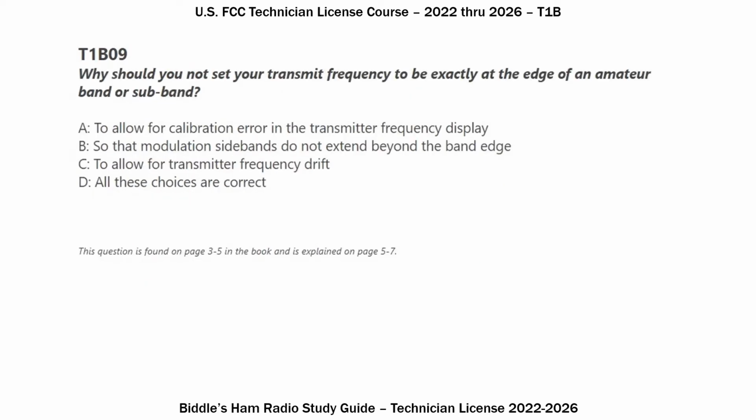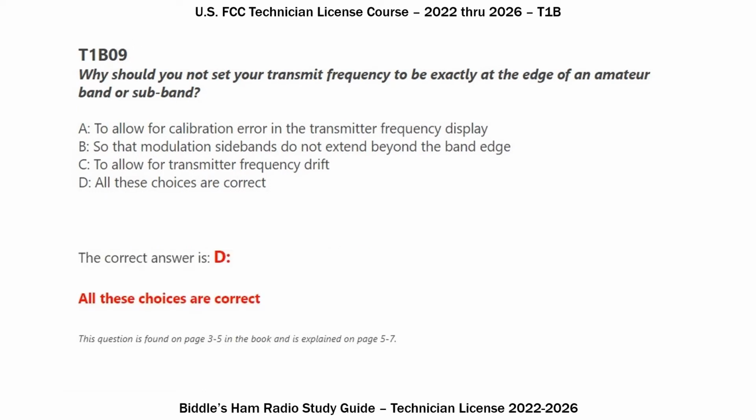Next question, T1B09. Why should you not set your transmit frequency to be exactly at the edge of an amateur band or subband? Our options are A, to allow for calibration error in the transmitter frequency display. B, so that the modulation sidebands do not extend beyond the band edge. C, to allow for transmitter frequency drift. Or D, all of the above choices are correct. Our answer is D, all of these choices are correct.